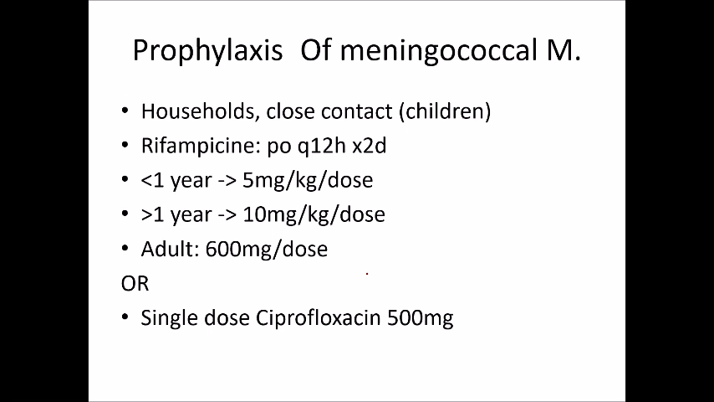And the rifampicin dosages: if it's a child less than 1 year, it's 5 milligram per kg per dose. If it's more than 1 year, then it's 10 milligram per kg per dose. And in adults, it's 600 milligram per dose.